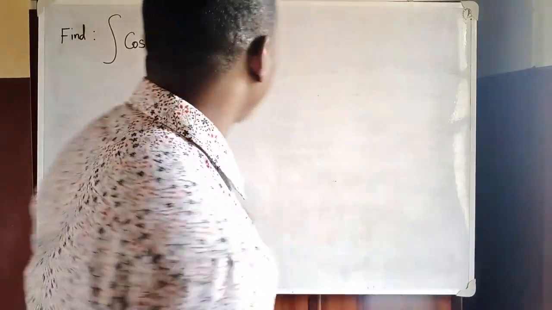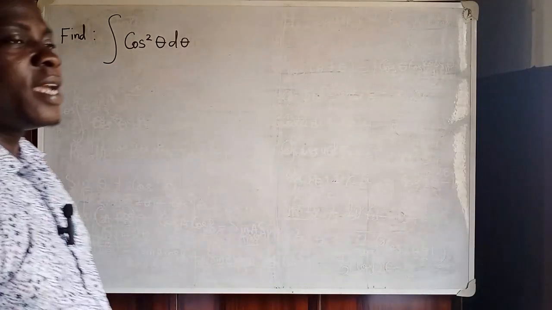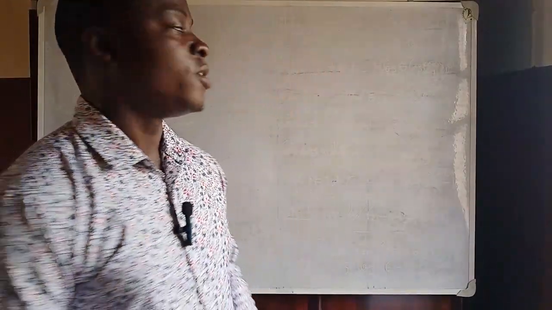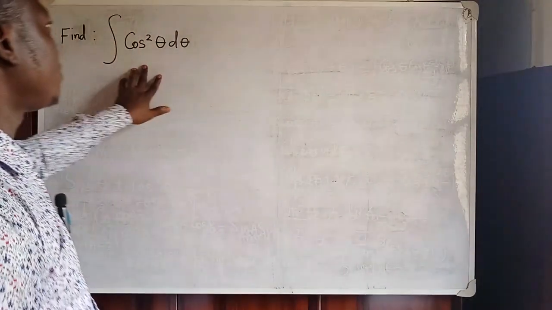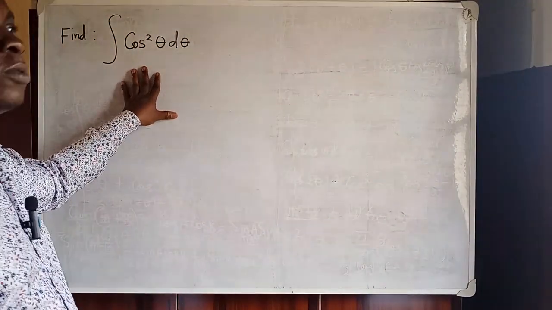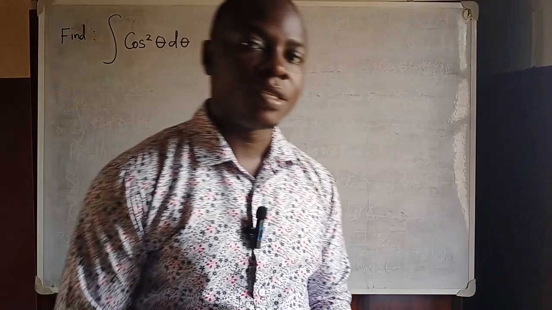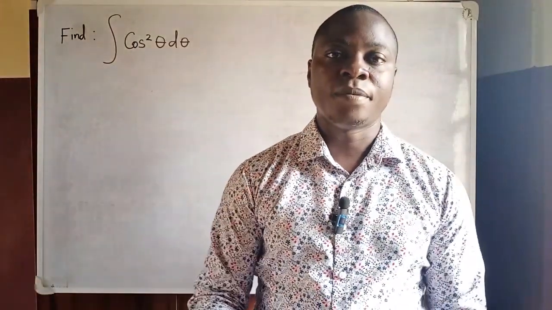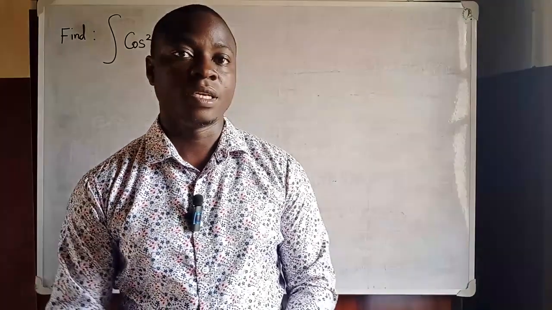All right, we have a problem here on the board. We are to find the integral of cos squared theta with respect to theta. So how do we integrate this cos squared theta with respect to theta? Now, one of my students in the university gave me this to solve. He said I should help him explain how the lecturer got the answer.